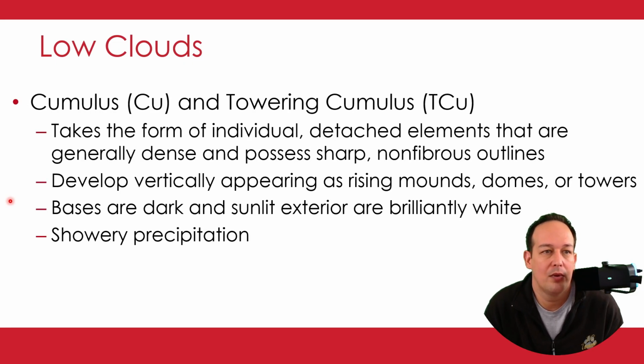So our low clouds could include cumulus and towering cumulus clouds. These are the big white puffy clouds. They take the form of individual detached elements that are generally dense and possess sharp, non-fibrous outlines. They develop vertically, appearing as rising mounds, domes, or towers. The bases are dark, but the sunlit exterior are brilliantly white.